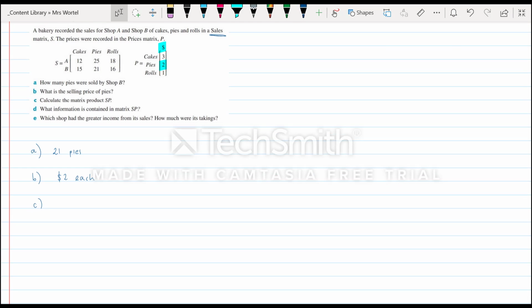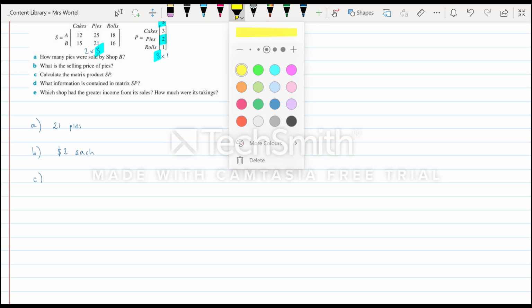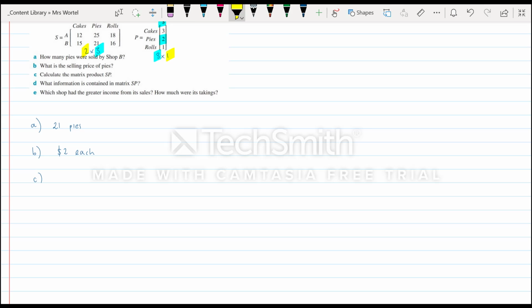Calculate the matrix product SP. Okay, so it's just asking us to do a straight out multiplication. But before we do that, we should check that we are actually able to do it. We should check that it's defined. So matrix S is a 2 by 3, 2 rows and 3 columns. And matrix P is a 3 by 1. 3 and 3, they're the same, so it's defined. We can do it. And our answer will be a 2 by 1. So we know we should be looking at a final matrix that has 2 rows and only 1 column.